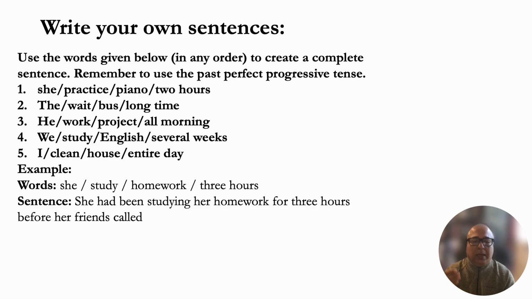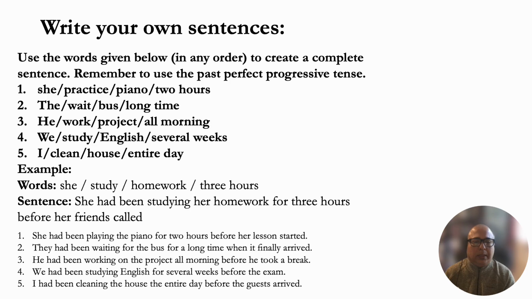She studied homework 3 hours, right? And I wrote the sentence for you just as an example, so you use that as a model. She had been studying. Remember, had been, we just learned. She's the subject. She had been studying her homework for 3 hours before her friends called, right? She had been studying, she had been completing, or she had been doing her homework, okay, for 3 hours before her friends called. Okay? All right.